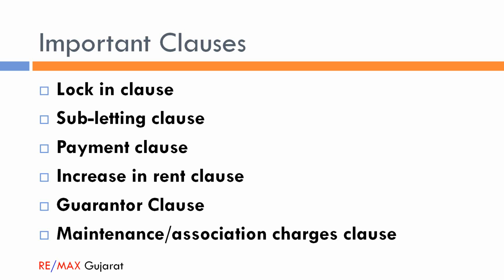Now we'll discuss some important clauses which can come into an agreement at various times according to the nature of the agreement. So it may not come in one agreement, but these clauses and their implications we'll discuss. So one is the lock-in clause. Some agreements have a lock-in clause.